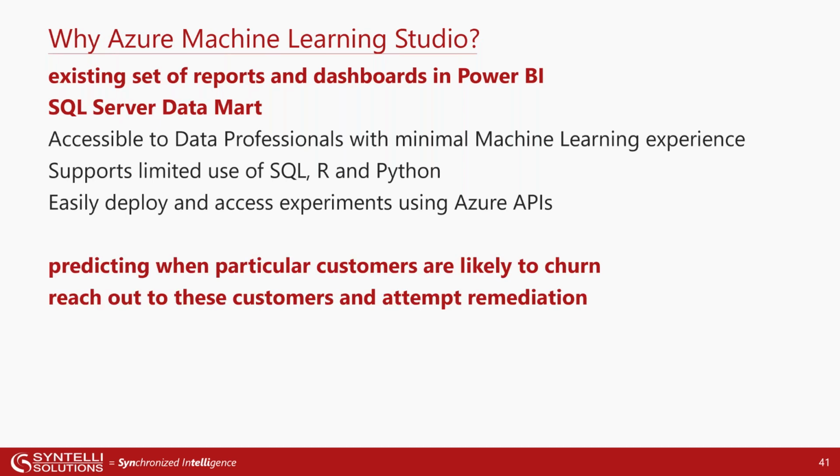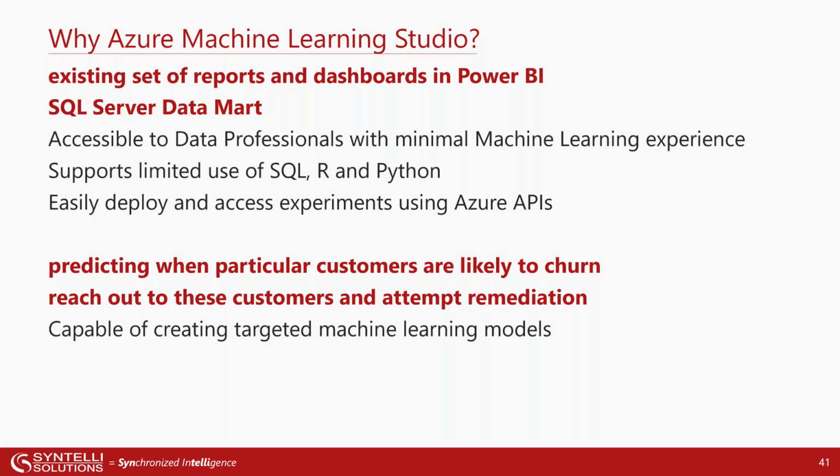Down to the business part of the problem. They want to predict when particular customers are likely to churn, and they need to be able to reach out to these customers, meaning they need to be able to predict the future in this case. And Azure Machine Learning Studio is easily capable of creating those targeted machine learning models. Azure Machine Learning Studio can really create a model that says, I think you have a 90% likelihood of churning within the next 90 days. It can absolutely do that. And that's what they need in this case.